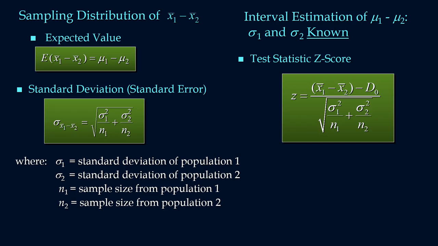We can find the z-score, the probability of getting that difference between those populations. We can determine that information.